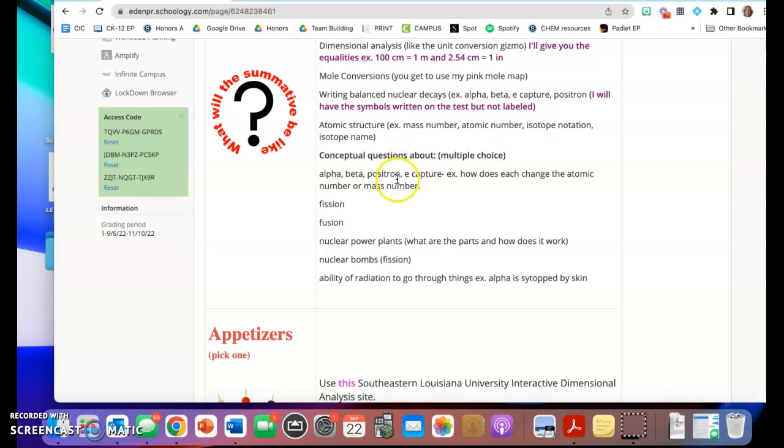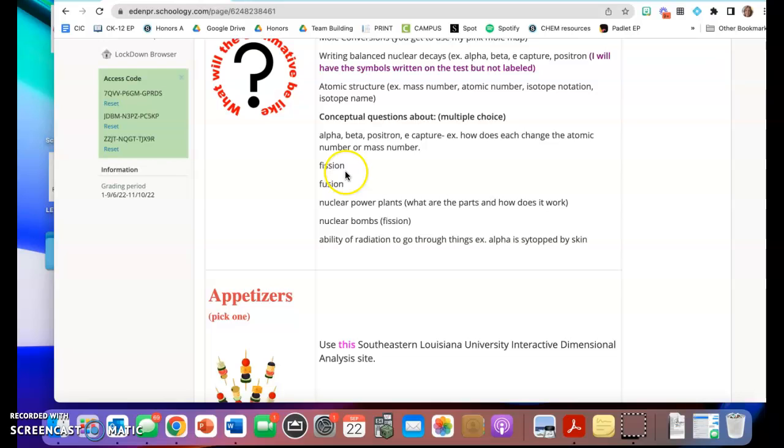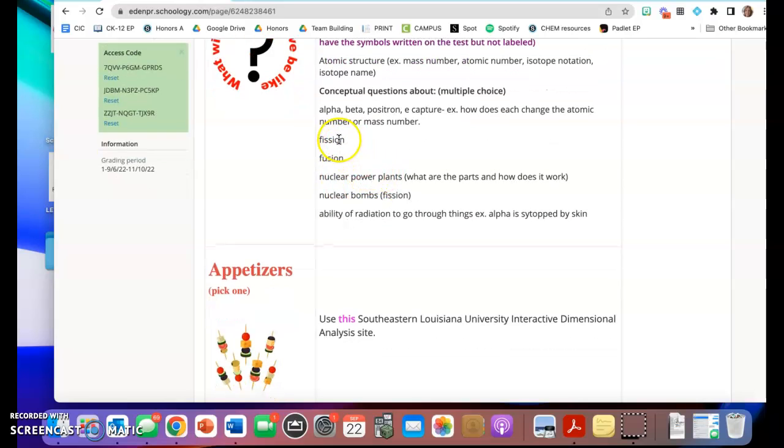There are conceptual questions about the different decays and what happens, like what happens to the mass number, and which one changes a proton to a neutron or a neutron to a proton. Also fission and fusion, knowing the basics of those two.